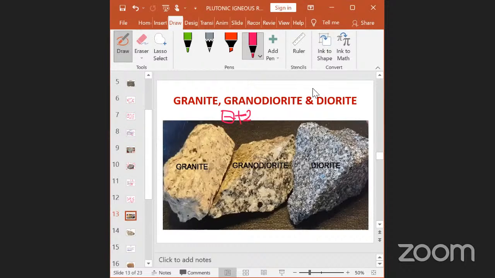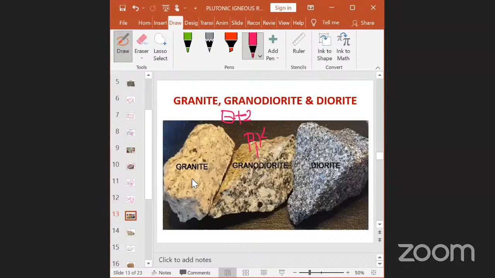Rich in quartz. So granite contains mostly potassium feldspars and it has a low percentage of dark iron and some of the magnesium minerals. In contrast, granodiorite contains more plagioclase feldspar than potassium feldspar and has more dark minerals. Thus it is a darker color than granite, right?